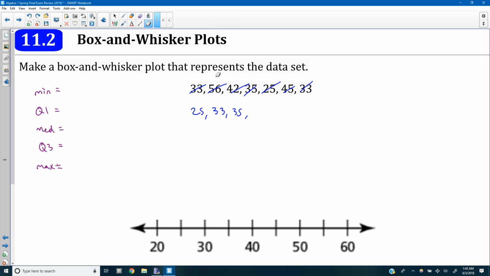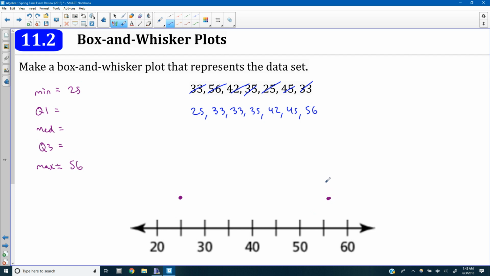Oops, I missed two 33s. Two 33s, 35, 42, 45, 56. Okay. Clearly we know our min and max values now, 25 and 56. So when we put these on here, if this is 25 right here, just put a nice big dot right there. And 56 is a little more than 55, probably about right there. That's fine, and we got our 56 value.